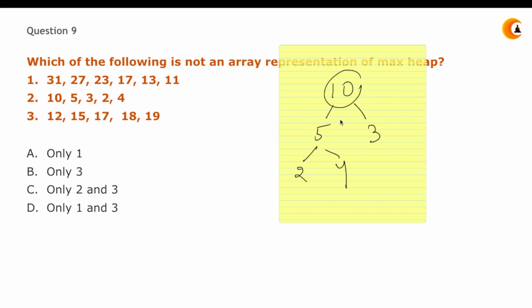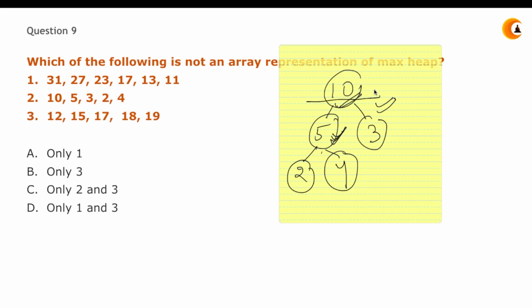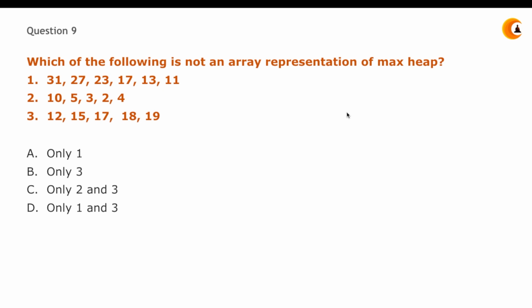So 10 is greater than 5 and 3, correct? 2 and 4 are smaller than 5. Right? So that means this is also a max heap, because everywhere the parent node is greater than the child node. Always remember, we write the heap from left to right. Always try filling both the children before you move on to the next side. Okay. So 1 and 2, they both are max heap. Now let's find out for the third one.